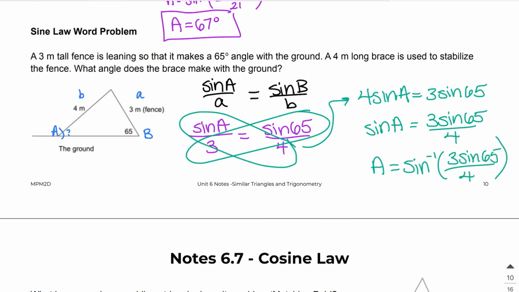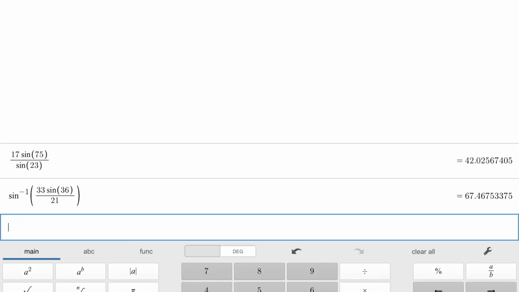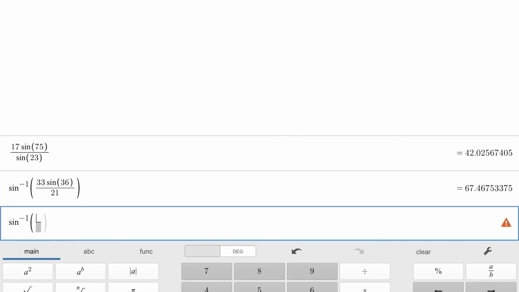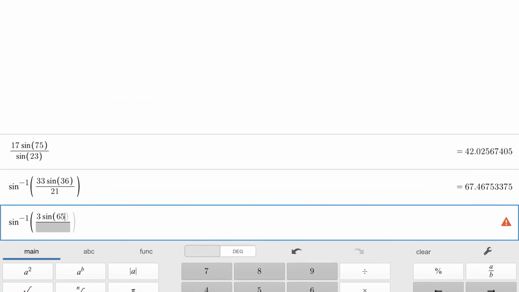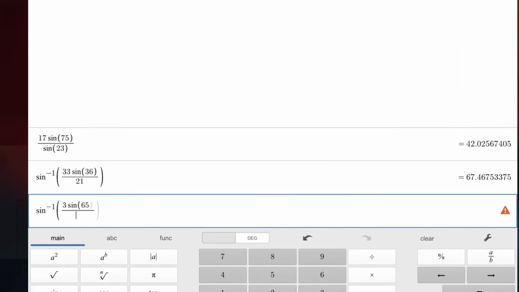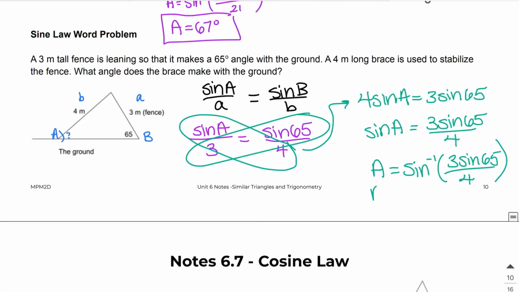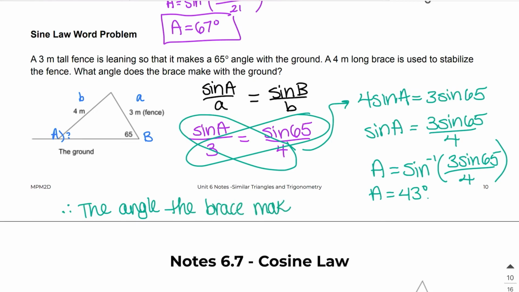Okay, so let's go ahead and type that into our calculator. So I'm going to go to function, inverse sine of, I'm going to go back to main, press the divide key to get that fraction inside of there. I keep forgetting what the numbers are. So we're going to do 3 sine of 65, and that's all over 4. Sorry if I'm making you dizzy. This would end up being 43 degrees. So A equals 43 degrees. So we can say, therefore, the angle the brace makes with the ground is 43 degrees.